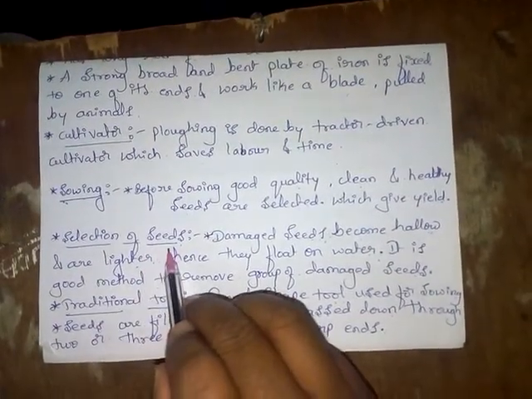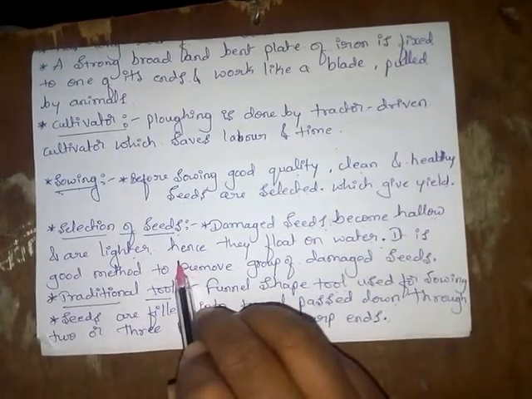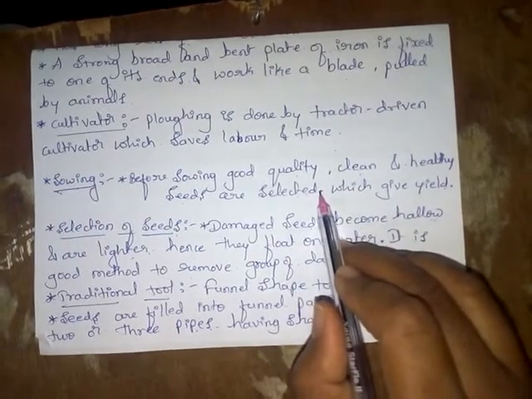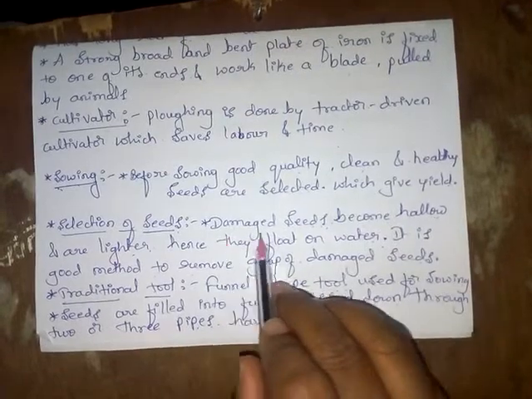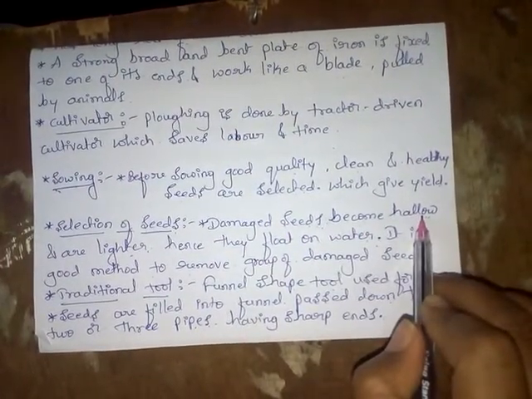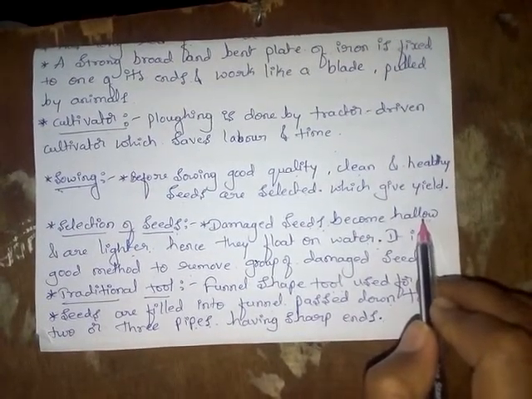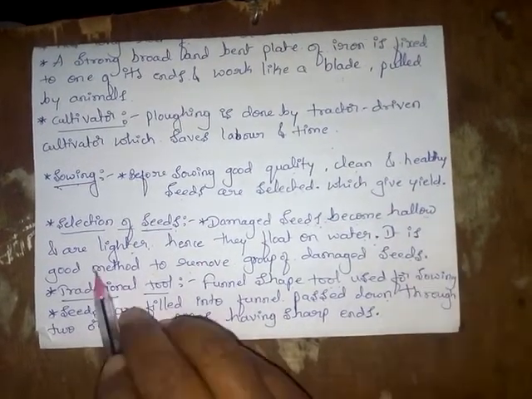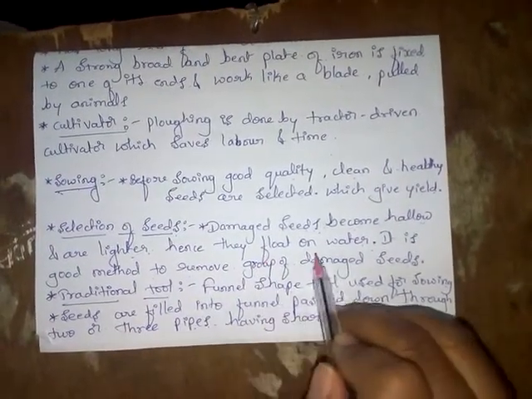Selection of the seeds. Damaged seeds become hollow and are lighter. What type of damaged seeds? When we are selecting the seeds, at that time we have to select the good seeds, which means we have to remove the damaged seeds. The damaged seeds become hollow, they do not have any content inside. That type of damaged seeds are lighter and they float on the water.